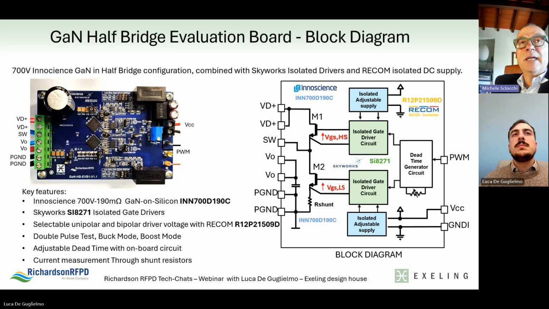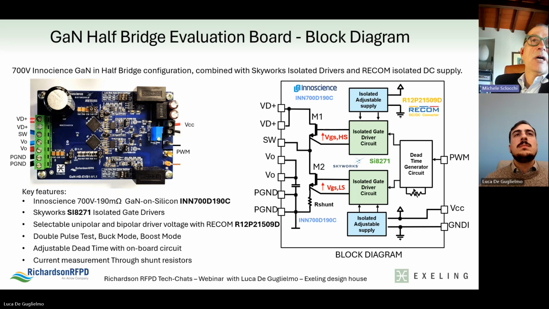The isolation provided by the gate driver allows us to separate the power ground from the digital ground, ensuring optimal performance and reducing the risk of interference. The Skyworks driver offers exceptional noise immunity, and it can handle switching transition at speed up to 100 volts per nanosecond without compromising the signal integrity, making them ideal for GaN application.